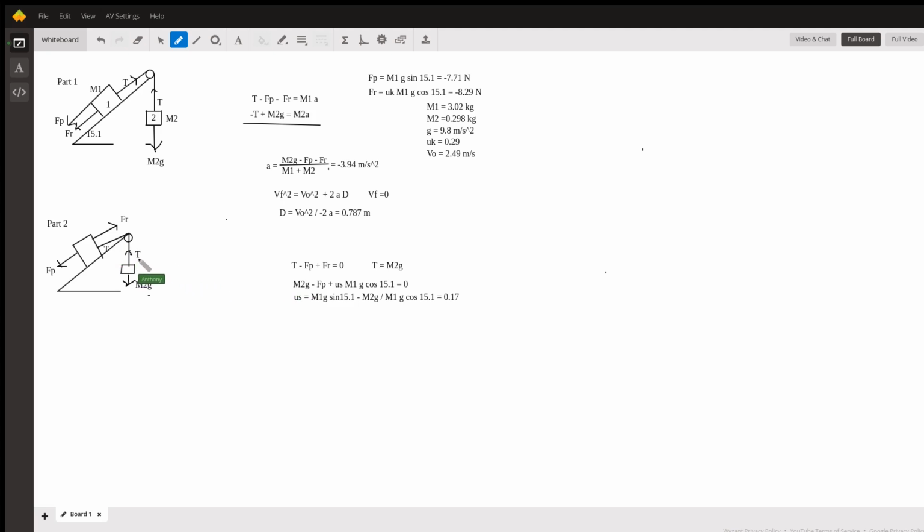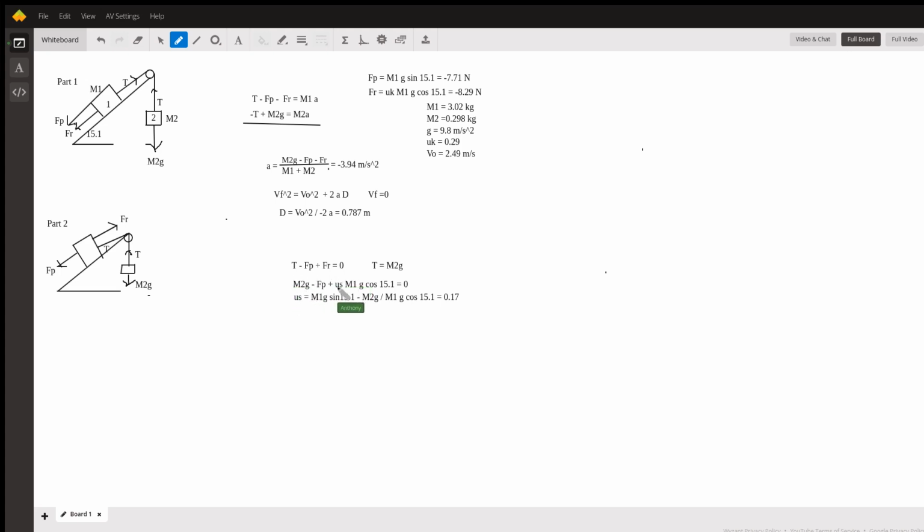And also now looking at the second block, the tension is up and the M2G, the weight, is down. But keep in mind, since this is not moving, right, tension in this case is equal to M2G, which I indicate here. So the equation here, the balance equation, is the tension minus the parallel force plus the static frictional force is equal to 0. All the forces must balance out.